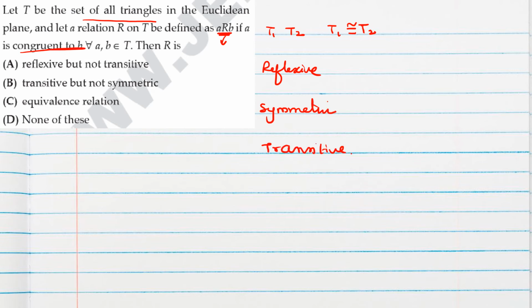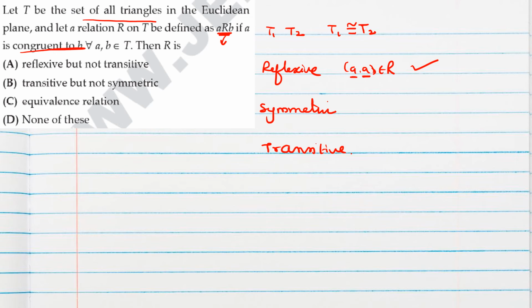So in reflexive, we know by the definition (a, a) should belong to R. That means for this particular example, a triangle should be congruent to itself, isn't it, by the definition of relation? So if we take one triangle, we can say it is congruent to itself. So our relation is reflexive. Okay, so any option can come here.